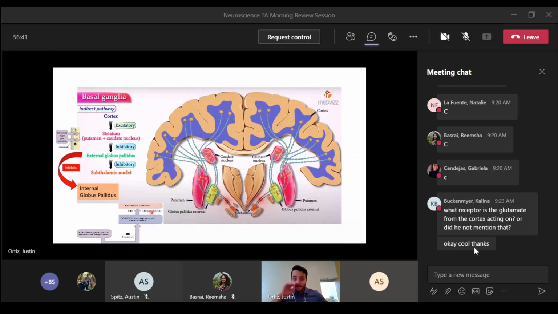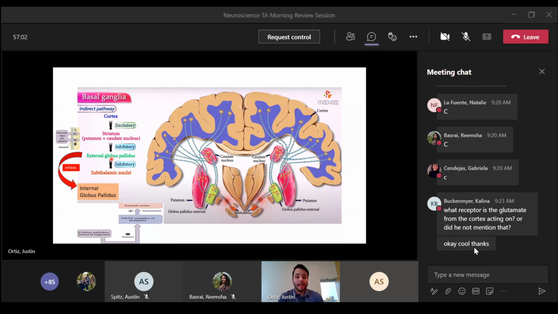So again, quick recap, remember the cortex sends an excitatory signal to the striatum. We also have low levels of dopamine, which are activating the D2 MSNs, right? So the striatum's like, yay, I'm excited. But remember, the striatum is going to be inhibitory, right? So when it's activated, it's going to inhibit the globus pallidus externus.